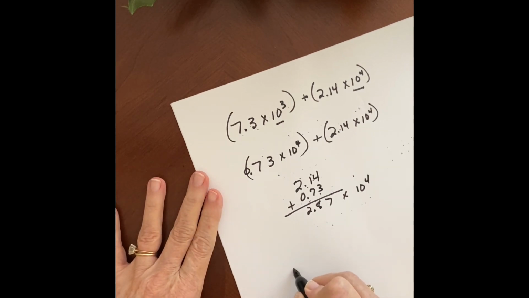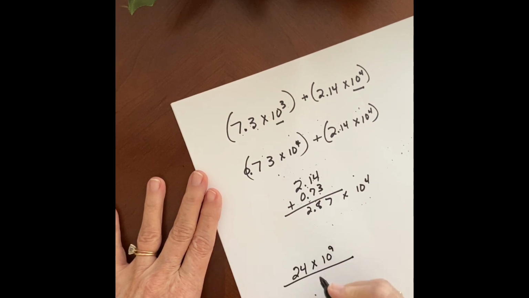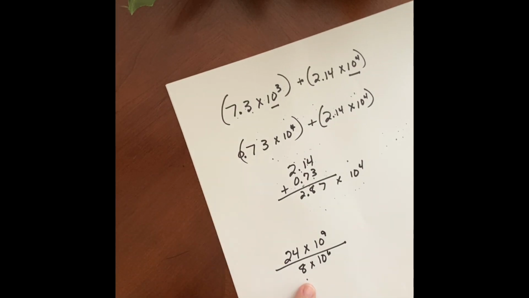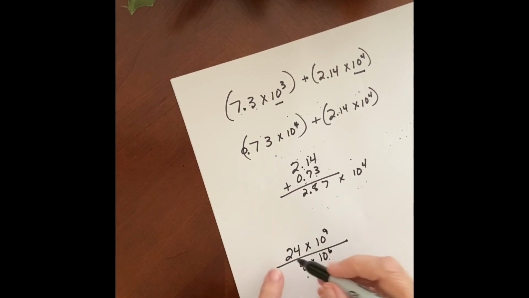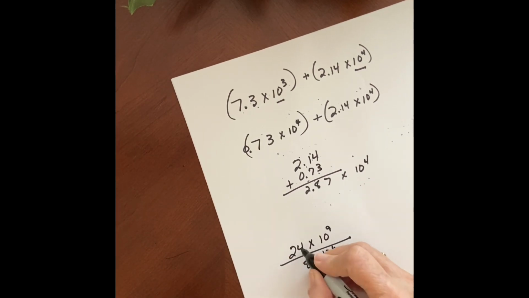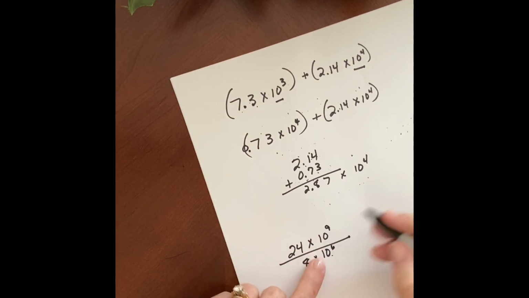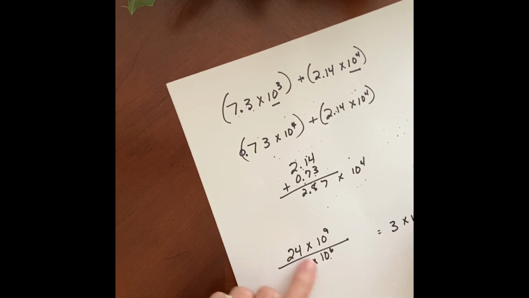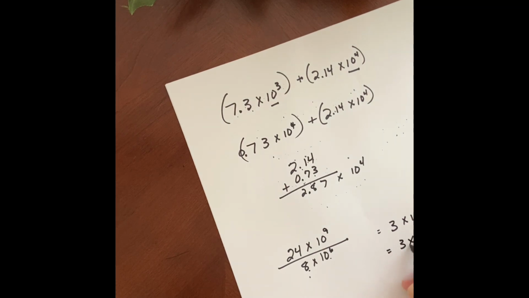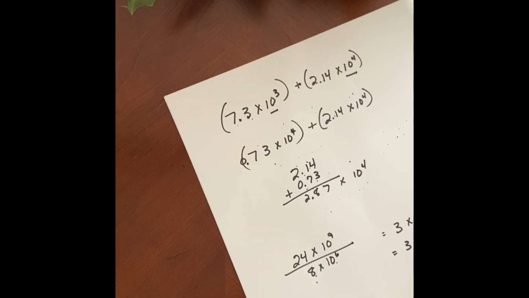Last one is division. And 8 times 10 to the 6th power. Okay, so here I can just divide that and divide that. Do them separately. So let's do 24 over 8. So 24 divided by 8 equals 3. Here I'm going to subtract my exponents because I'm dividing. So that's the same thing as 10 to the 3rd power. So there's my answer.